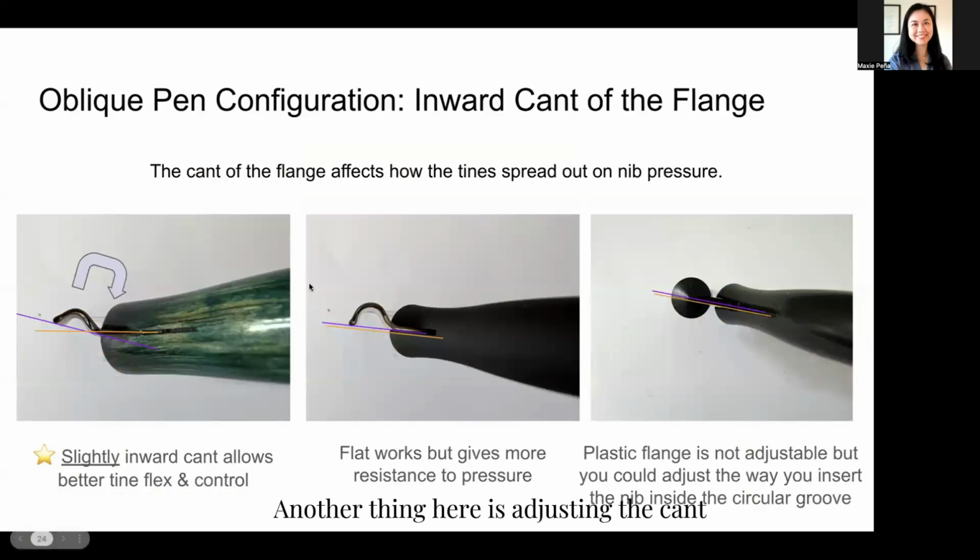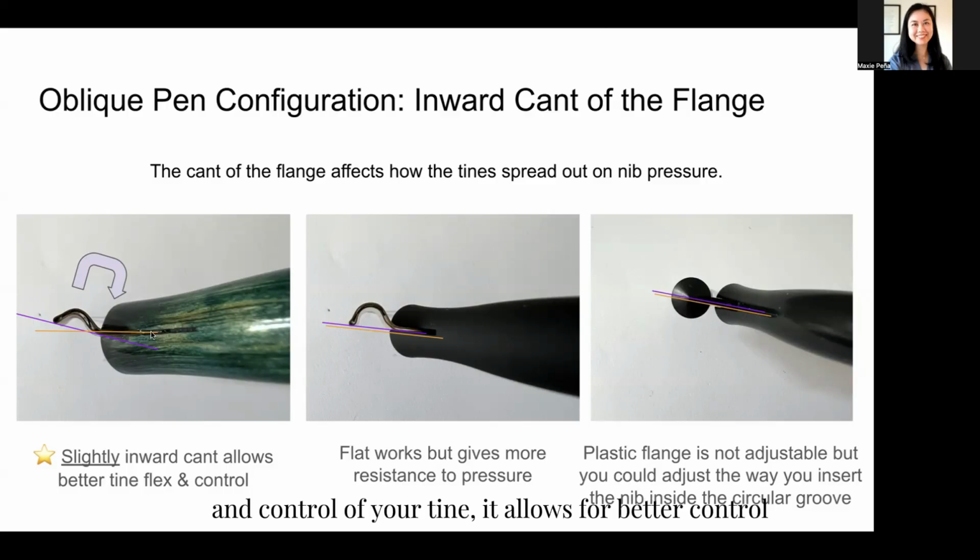Another thing here is adjusting the cant of your flange. Both of these are fine, the first two pictures. You can adjust it. My suggestion is to adjust it slightly inward because this angle affects the flexibility and control of your tine. It allows for better control. For Speedball, you unfortunately can't move it, but there's a circular groove on the other side of this holder or flange here, and you can just manually adjust where you insert your nib so that it's canted to the right.